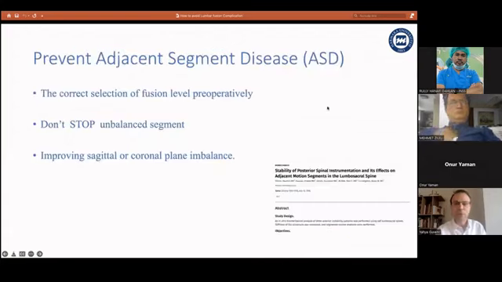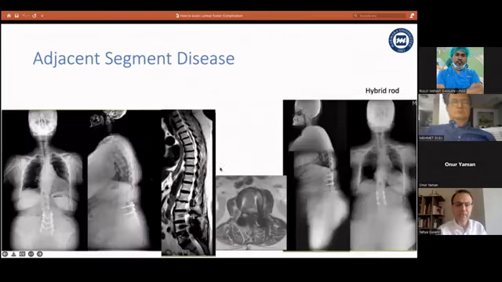The other complication is adjacent segment disease, and prevention requires correct selection of the fusion level. These are prevention techniques. The correct selection of fusion level is very important. Don't stop at an unbalanced segment, and improve any sagittal or coronal plane imbalance. For example, this patient has adjacent segment disease here. There is a fusion. We accepted these patients.